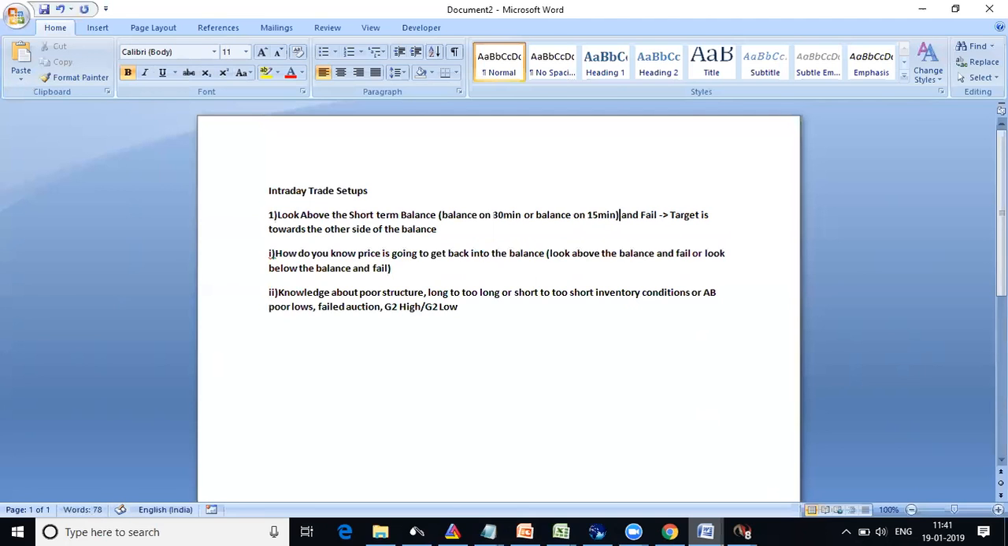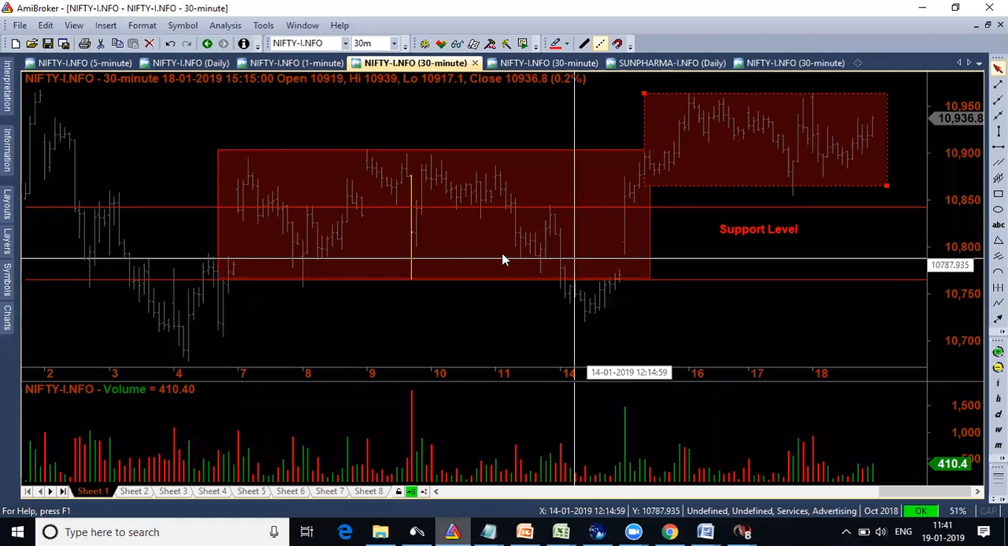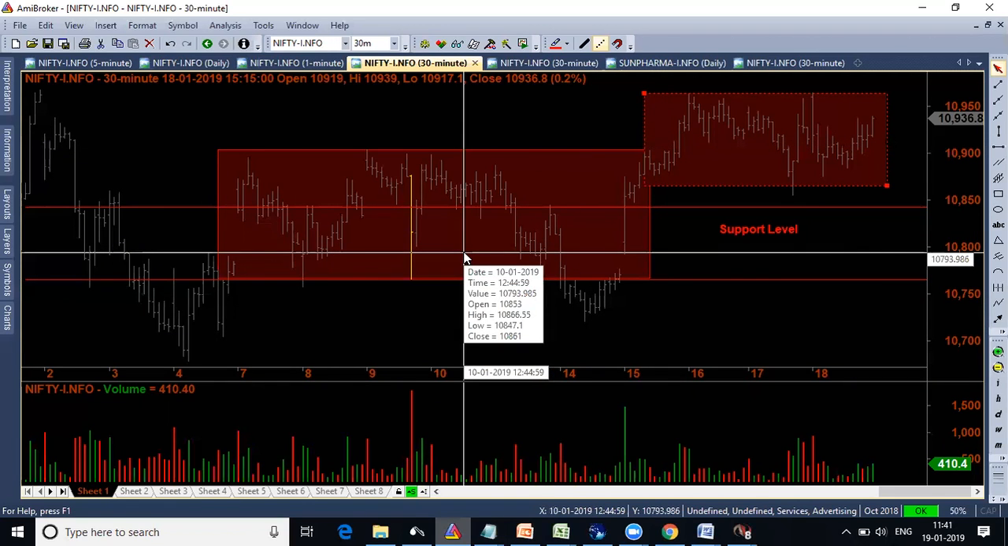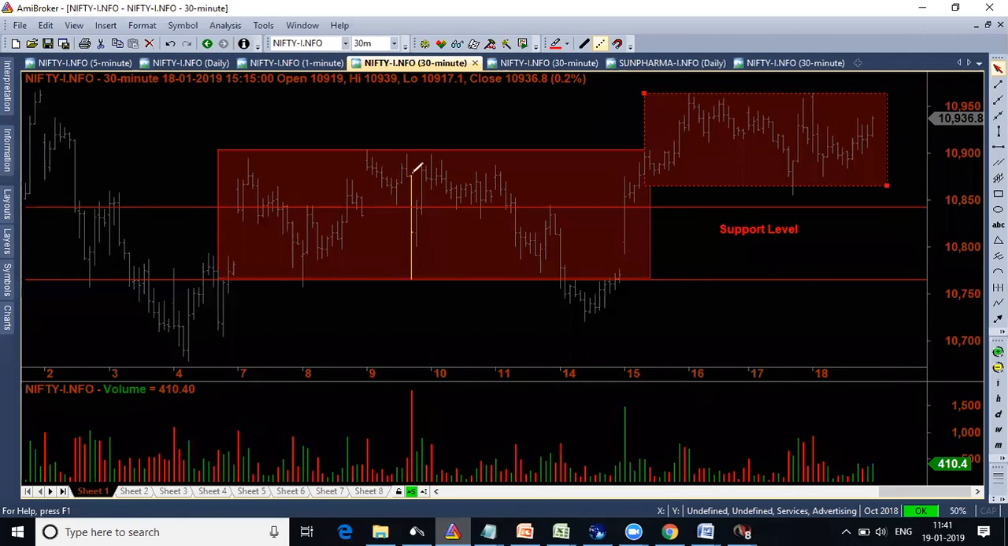If you go to a 30-minute chart or a 15-minute chart, and you're seeing balanced activity for the last 3-4 trading sessions, most of this balanced activity is controlled by short-term players. The short-term players are the ones responsible for these balances. And most of the short-term activity happens at the edges.